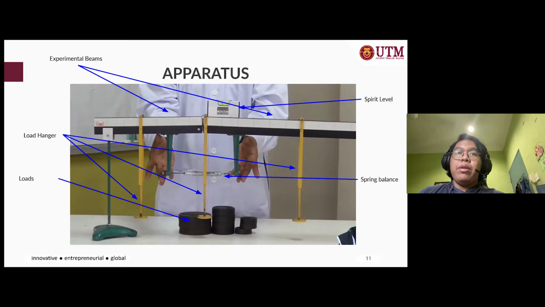So from the left, we could see the experimental beams for part 1 and part 2, the load hangers which are hanging onto those experimental beams, and also the loads. On the right, there is the spirit level, which we need to balance the beams between each other, and also the spring balance.